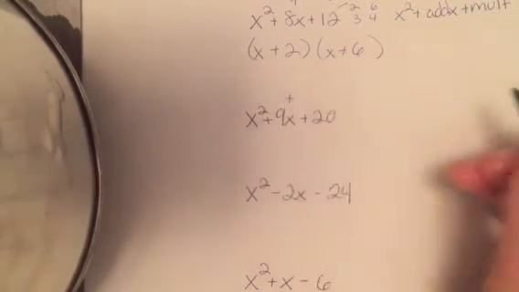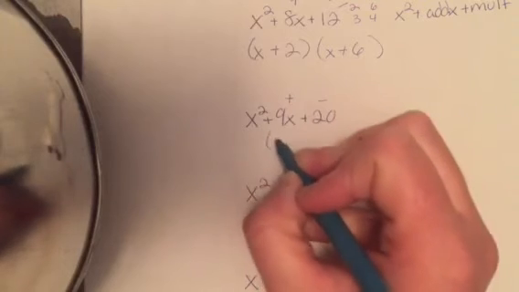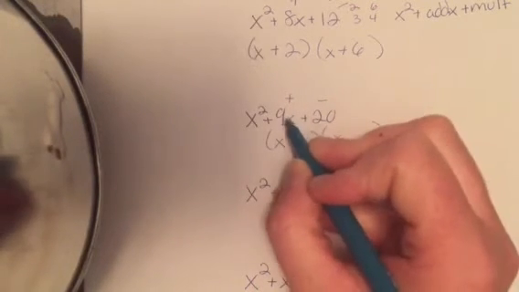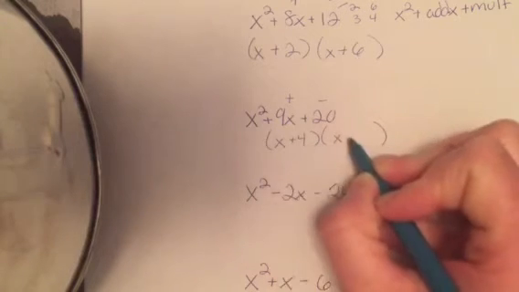Okay, let's look at this one. So again, we're looking for what adds to get 9 and multiplies to get 20. So it's always going to have our same setup here. So that would be 4 and 5.